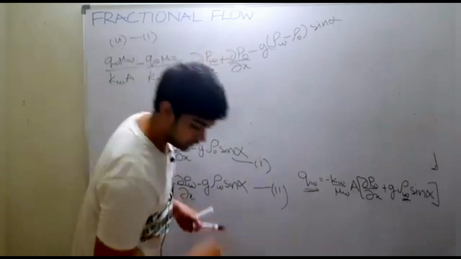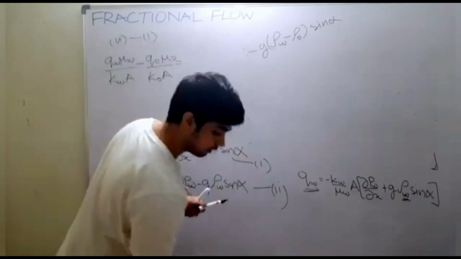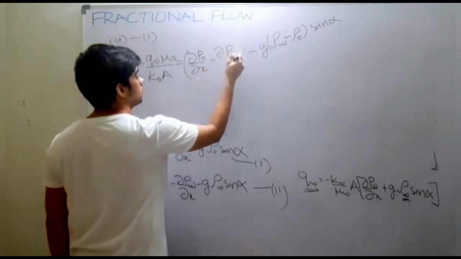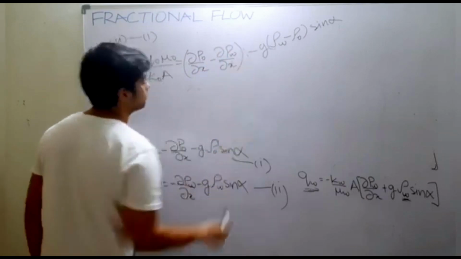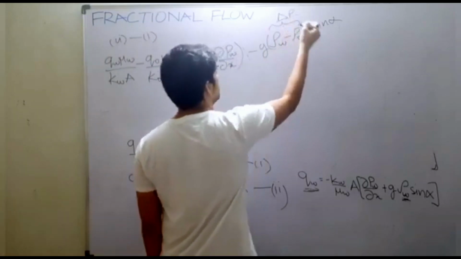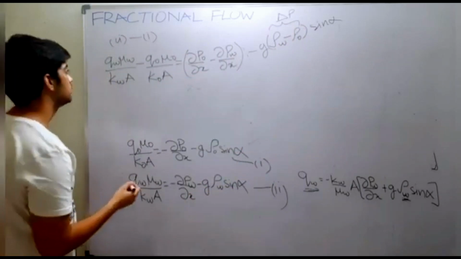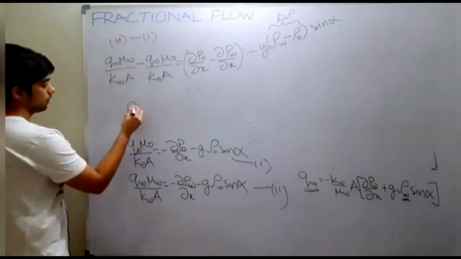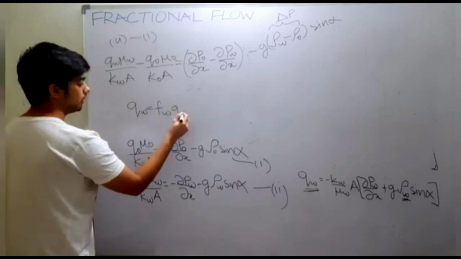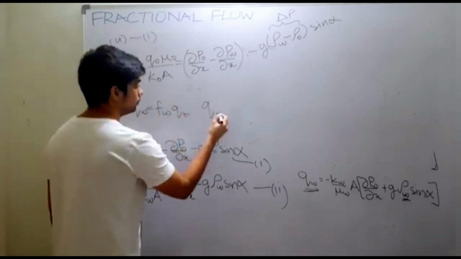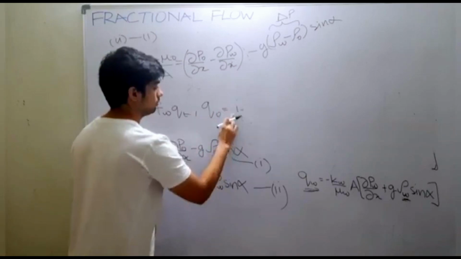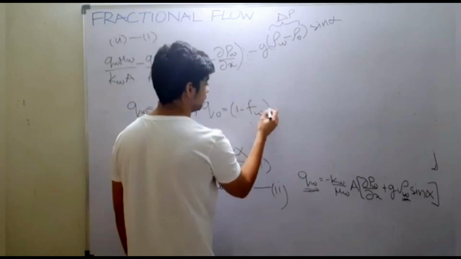So we can also rearrange this as this, and this is the difference in density of the displacing fluid and the fluid which is getting displaced. So we have seen earlier that Qw can also be written as fw into Qt. Qo can be written as fo into Qt, or 1 minus fw into Qt.